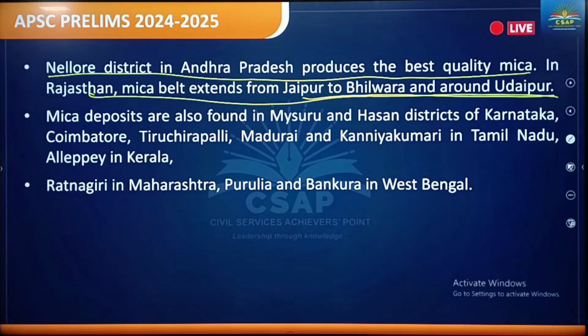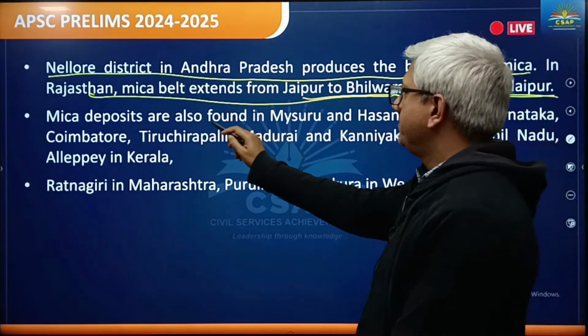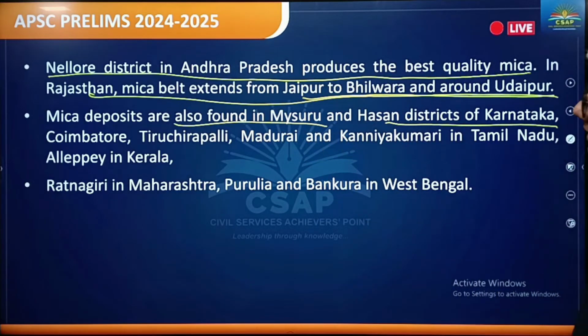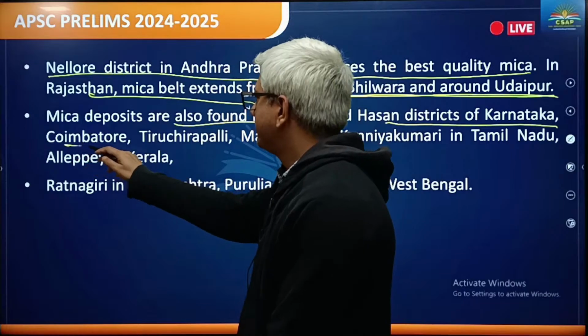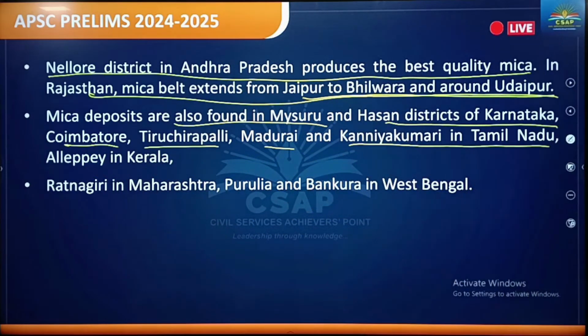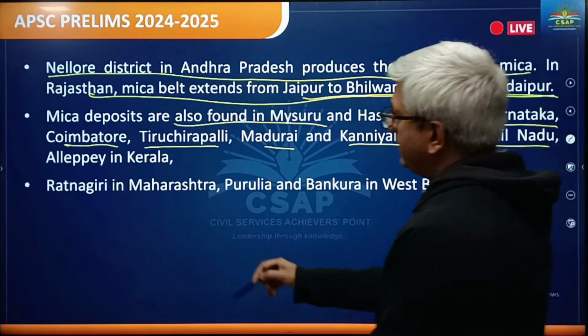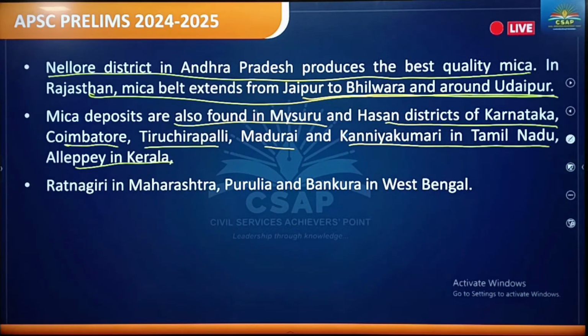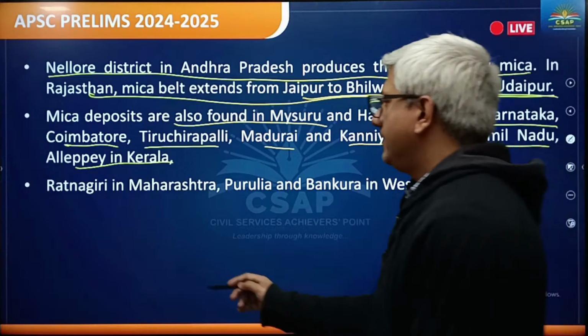Mica deposits are also found in Mysuru and Hassan district of Karnataka, Coimbatore, Tiruchirappalli, Madurai and Kanyakumari in Tamil Nadu. Then Alappuzha in Kerala also has huge reserves of mica. Ratnagiri in Maharashtra is again a very important area for mica production.